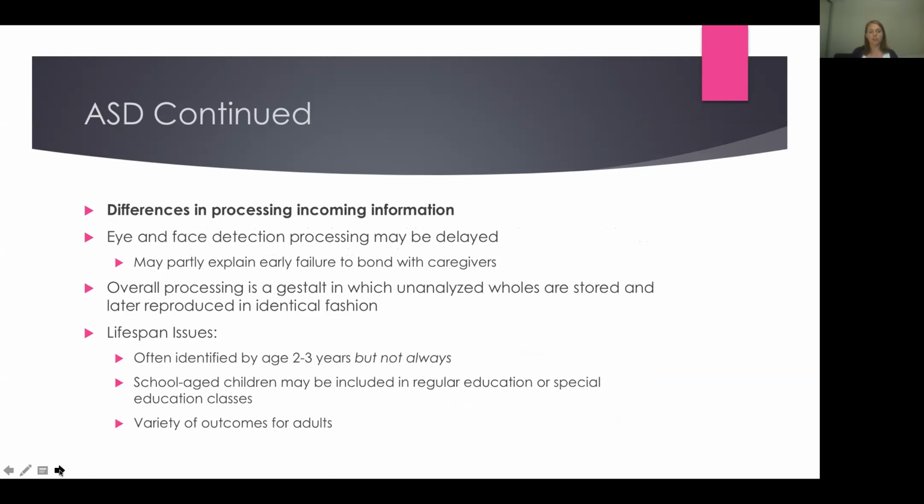We know that autism is really all about having trouble processing incoming information. So the information that's coming in isn't analyzed the same way that a neurotypical person would analyze that information. Eye and face processing can be really hard, and there's some thinking that maybe that's part of why these kids have trouble bonding with their caregivers. They can't process the face in the same way that neurotypical kids do.